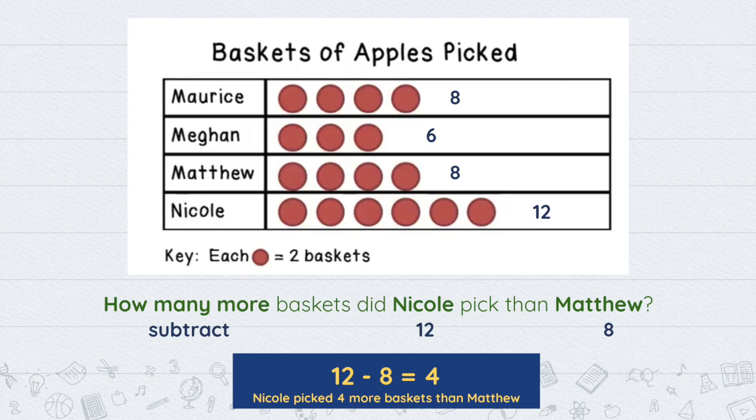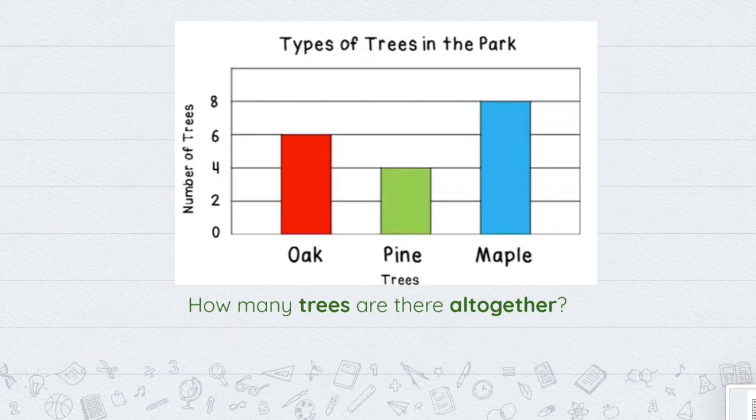Now let's take a look at the last type of graph, which is the bar graph. Types of trees in the park. So I know this graph is going to be talking about different types of trees. What kinds of trees are they talking about? Let's look at the bottom. They give me the types of trees they're talking about: oaks, pines, and maple trees. Let's take a look at the question. How many trees are there all together?